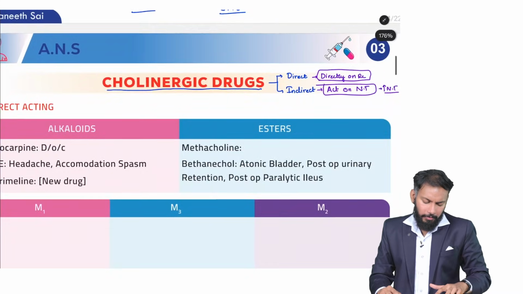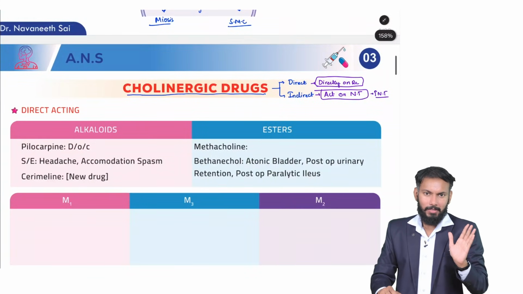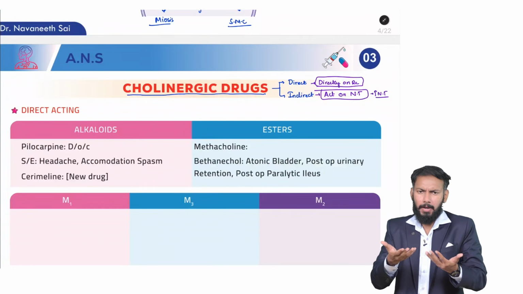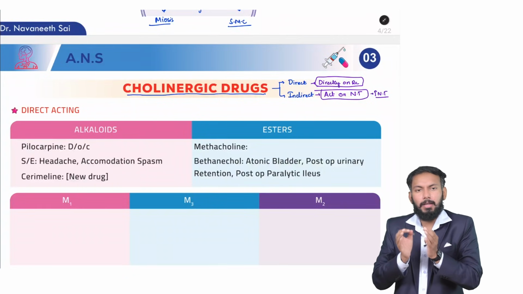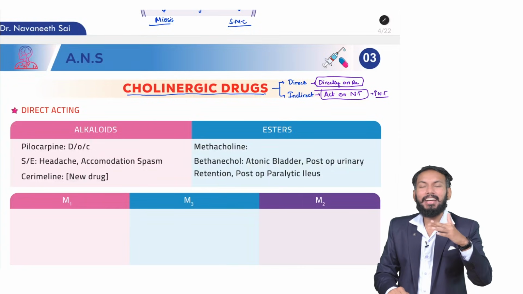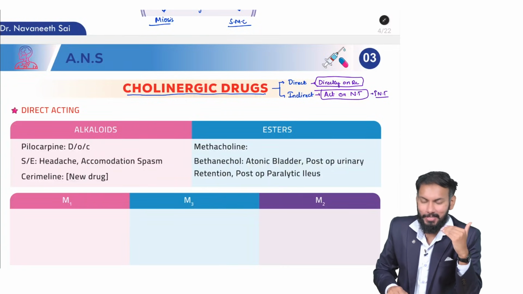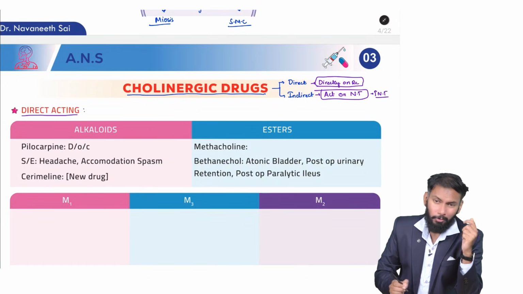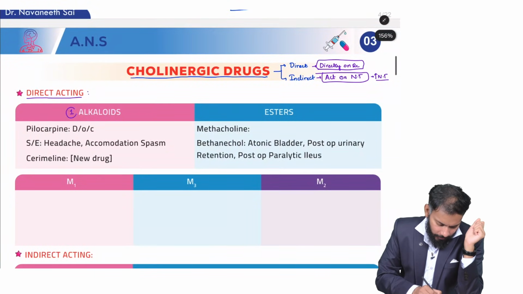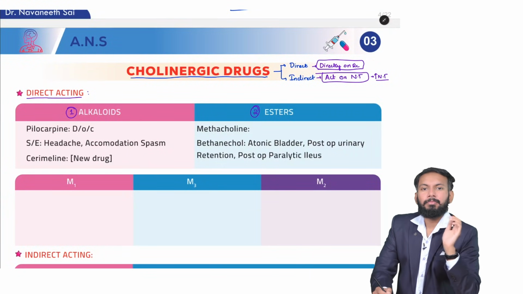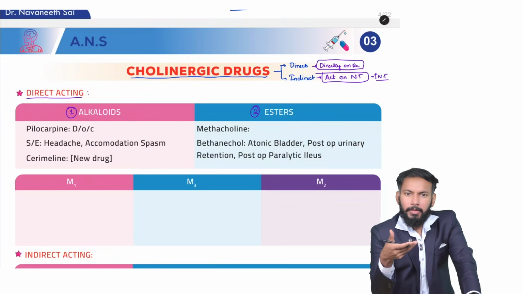So let us see. We will start with cholinergic drugs. As I have told, cholinergic drugs means they act similar to parasympathetic nervous system, so they are also known as parasympathomimetics. There are two classes of drugs: direct acting, indirect acting. Direct acting means they act directly on receptors. Now, in direct acting drugs, we have two groups. First is alkaloids. Alkaloids means they come from the plants.